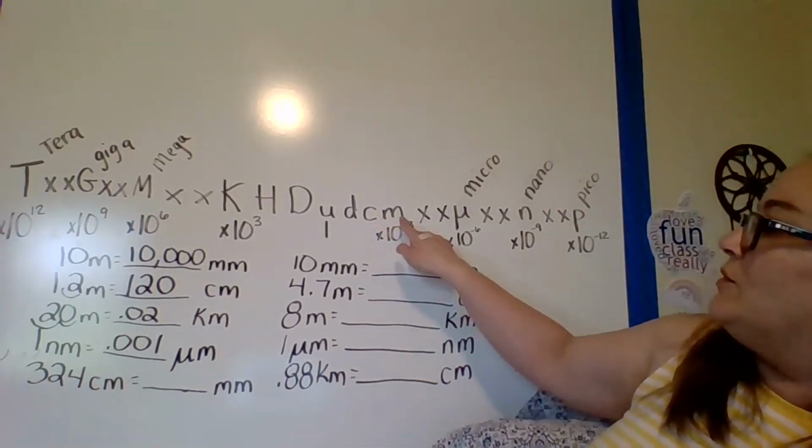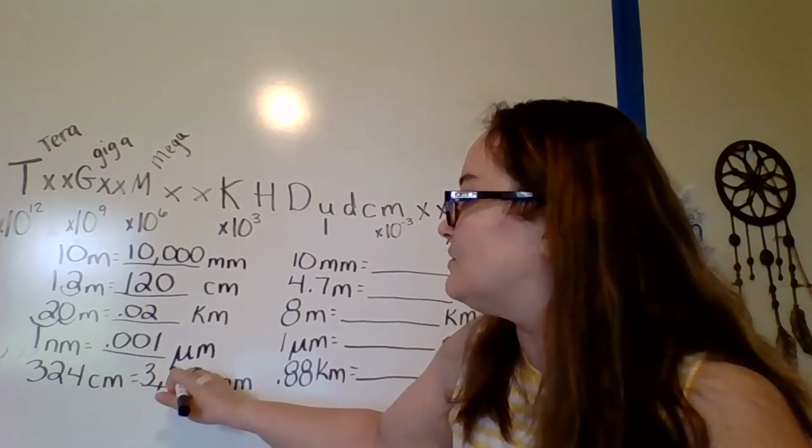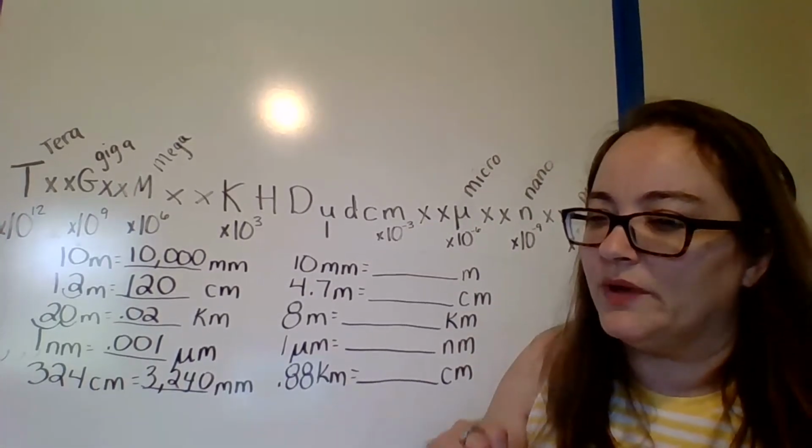So that's just 1 move to the right. So you just need to add 1 0. 3,240. Last 5. We got this.